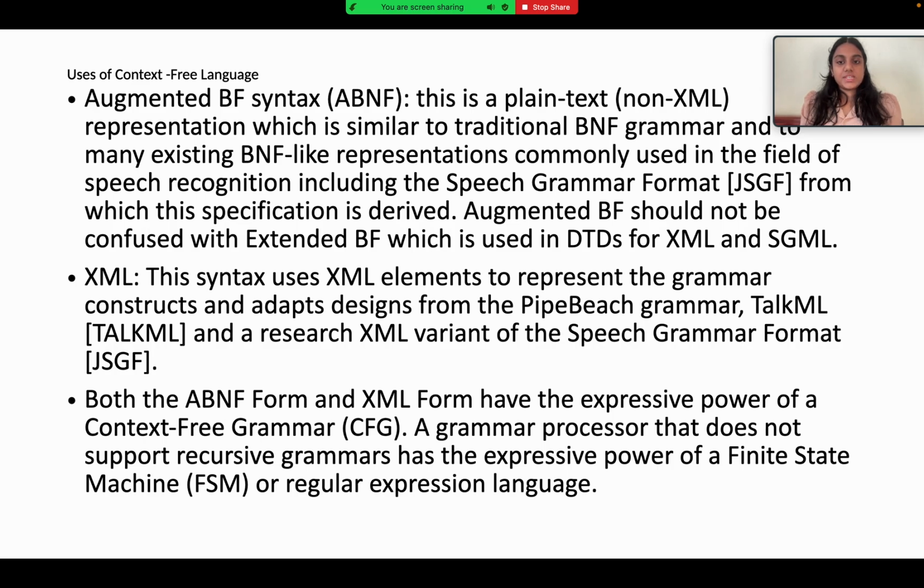Next, let's learn about the XML form. This syntax uses XML elements to represent the grammar constructs and adapts designs from the PipeBeach grammar, TalkML, and a research XML variant of the speech grammar format JSGF. Both the ABNF form and XML form have the expressive power of a context-free grammar. A grammar processor that does not support recursive grammars has the expressive power of a finite state machine or regular expression language.